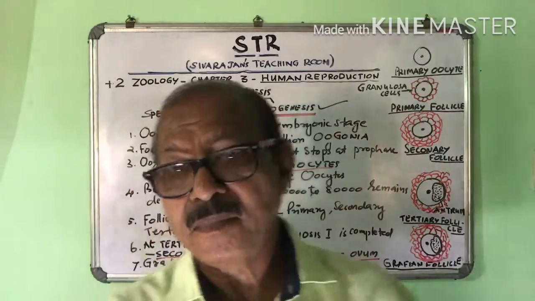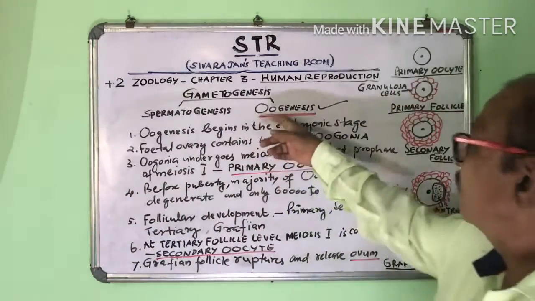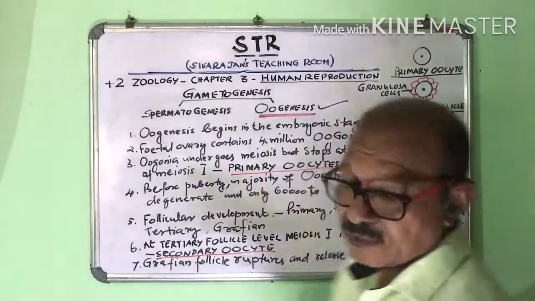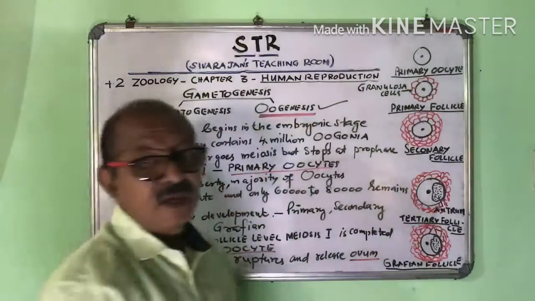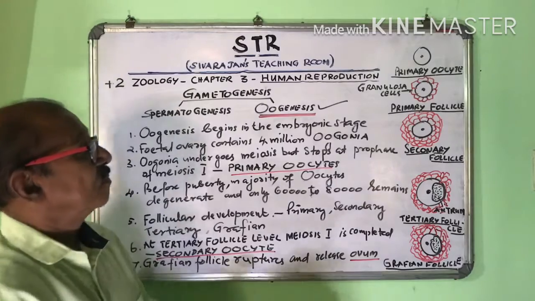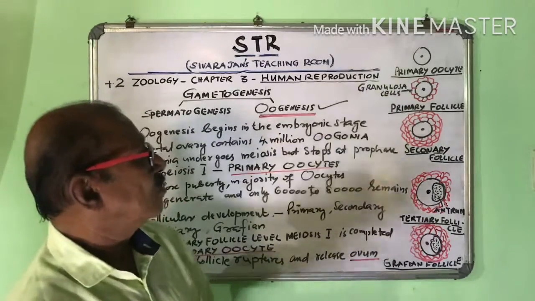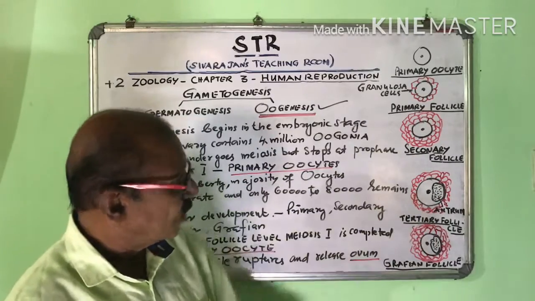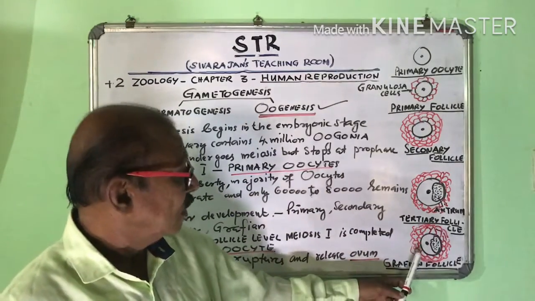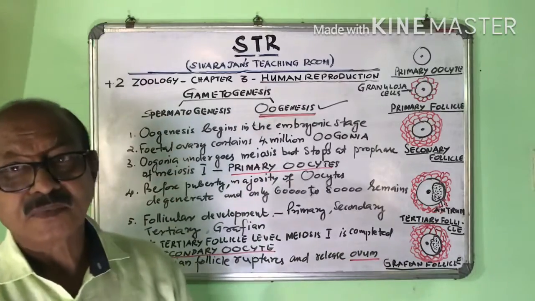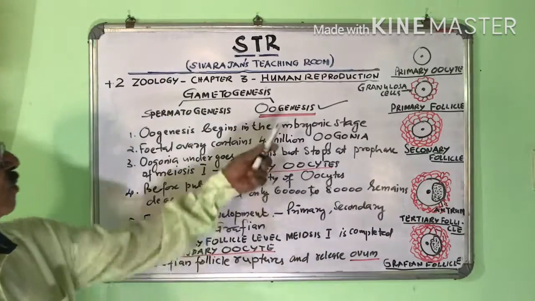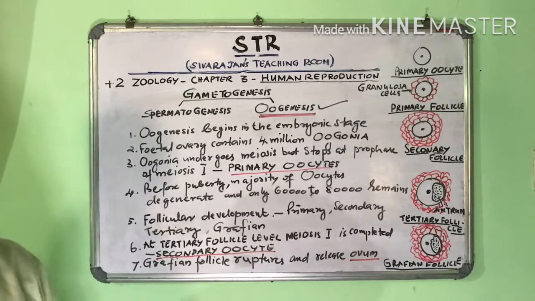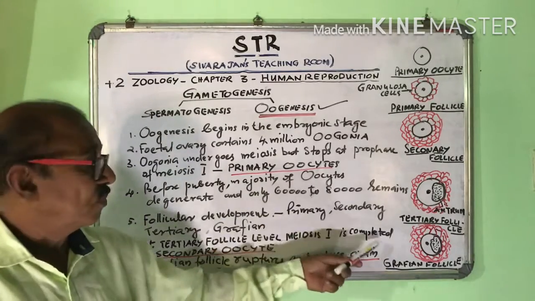Okay, I hope, my dear students, you have understood oogenesis properly, and these pictures will tell you about the follicular development. The primary oocyte becomes primary follicle, it becomes secondary follicle, it becomes tertiary follicle, and develops into the graafian follicle. So I hope you have understood oogenesis, and in the next episode we will deal with the structure of ovum.